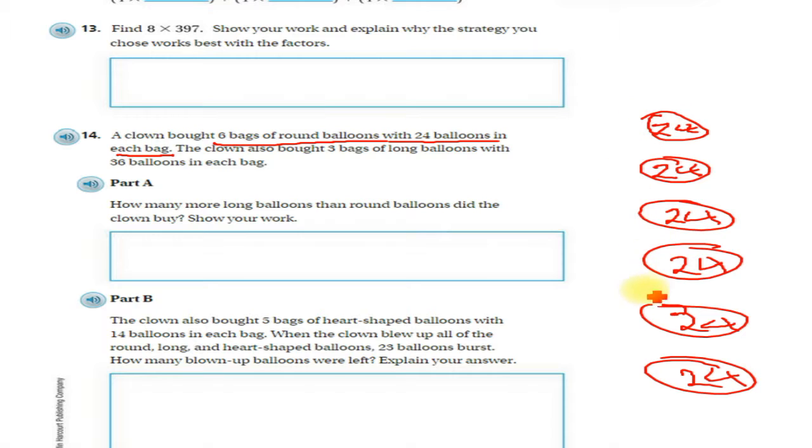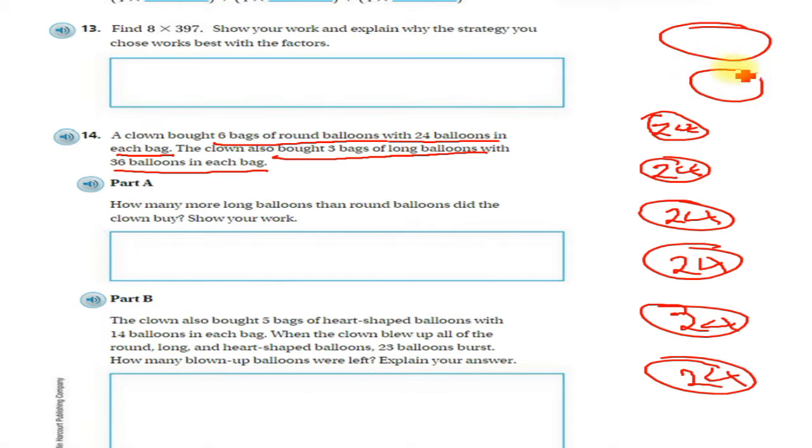1, 2, 3, 4, 5, 6 bags, with 24 balloons in each: 24, 24, 24, 24, 24. The clown also bought 3 bags of long balloons with 36 balloons in each bag. So I could draw a picture of that. 3 bags: 1, 2, 3, with 36, 36, 36. Okay, there's my model. That's just to help me.